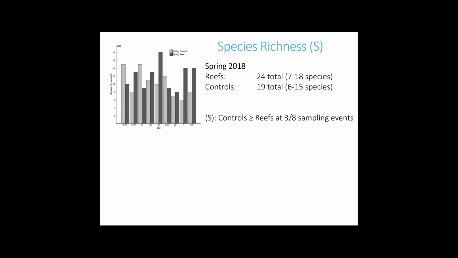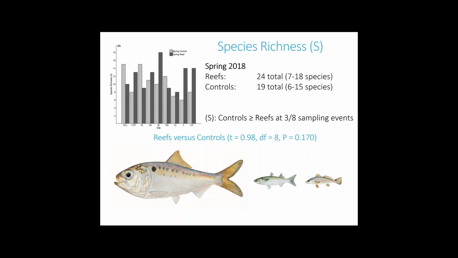If we think about species richness, at 3 of the 8 sampling events, control sites, the open water paired controls, had more species than the reef habitats. And when we analyzed this statistically, we found no significant difference between species richness values at reefs versus controls during the spring 2018 sampling, which was kind of interesting. The most abundant species was Gulf menhaden, Brevoortia, followed by a mullet, a freshwater mullet, and then red drum was the 3rd most abundant species. But menhaden dominated our reefs.